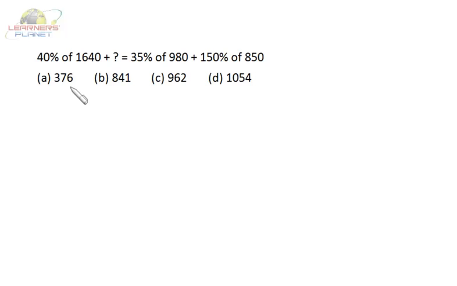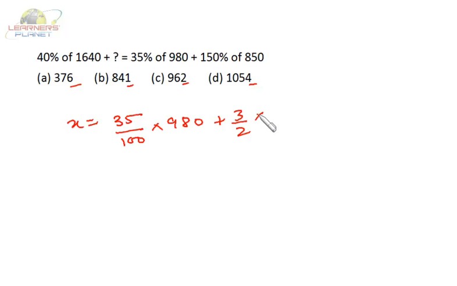Friends, as we see in the options, every option is carrying a different unit digit. So even you can go by the calculation of unit digit in this particular question. Now let's see how can we do this. So x is equal to 35% of 980, that is 35 by 100 into 980 plus 3 by 2 of 850, that is 150%, minus 40% of 1640.